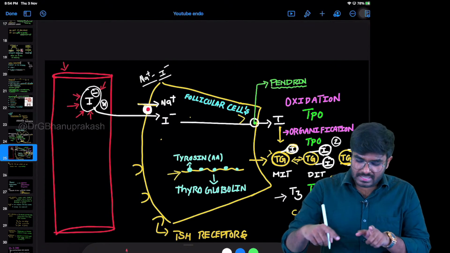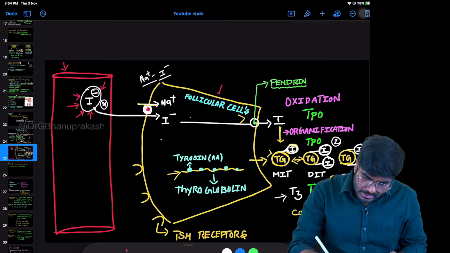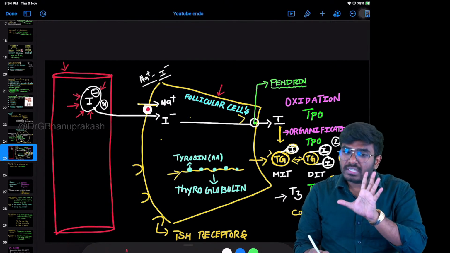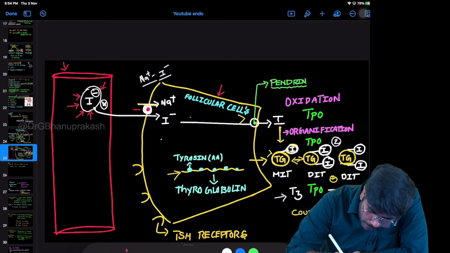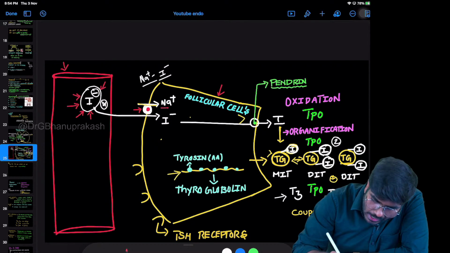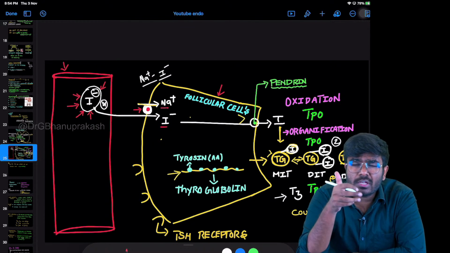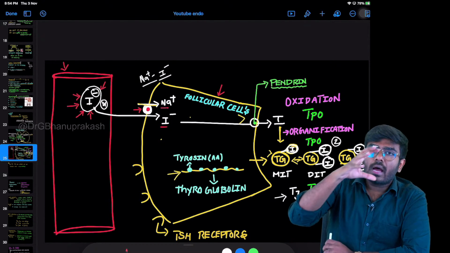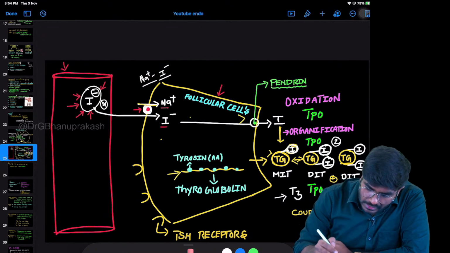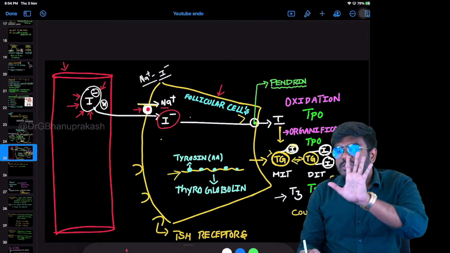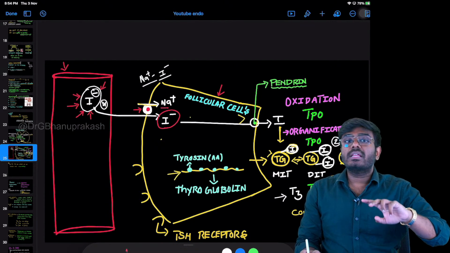So these follicular cells which I am showing you, this is actually a follicular cell. Now these follicular cells have to capture this iodide ion for the production of T3, T4. For that, there is an important transporter present here. What is the name of the transporter? Sodium iodide symporter. With the help of the sodium iodide symporter, the iodine is being uptaken into the cell. Now iodine came into the cell. Okay, let's stop here.